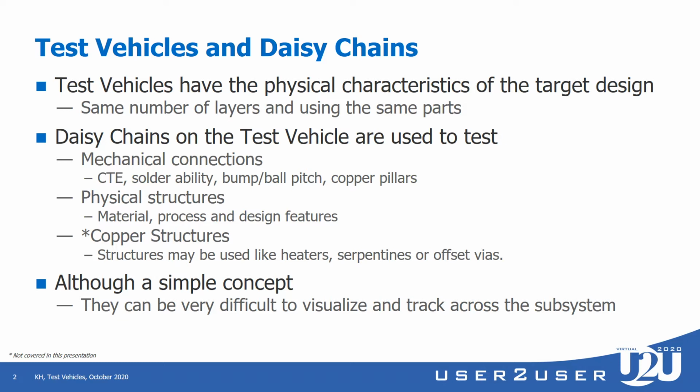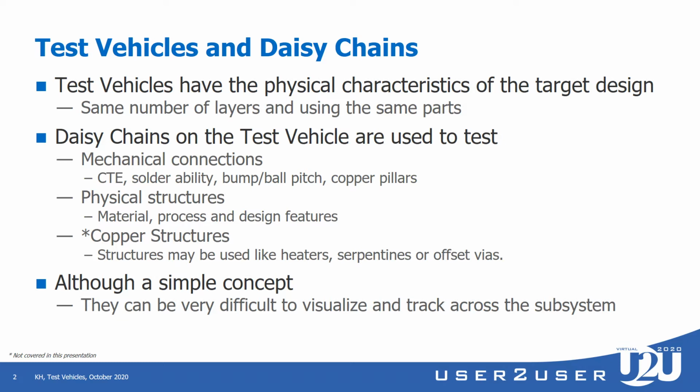So you have a product that you want to make, but you have some unproven or untested features in that, be it your bumps, balls, copper pillars, or some of the structures in the package or the silicon or the board. So the daisy chains are on the test vehicle. They're used to chain up pins to test these things, like mechanical connections, the CTE, solderability, bump ball pitch when you're doing different pitches, and your bump ball connections, your mechanical connections, or your copper pillars.